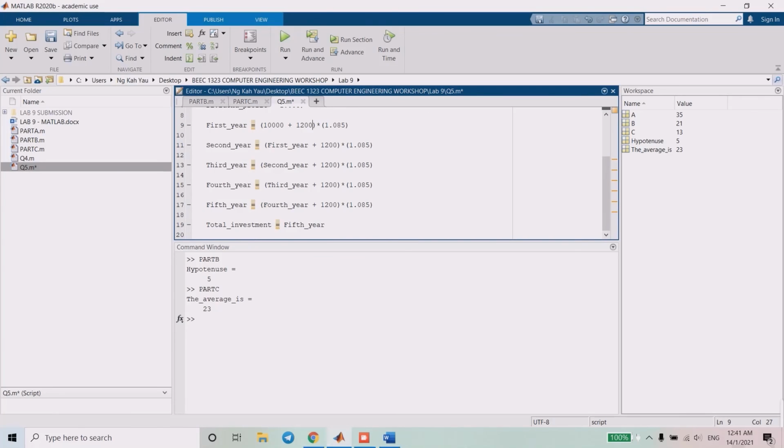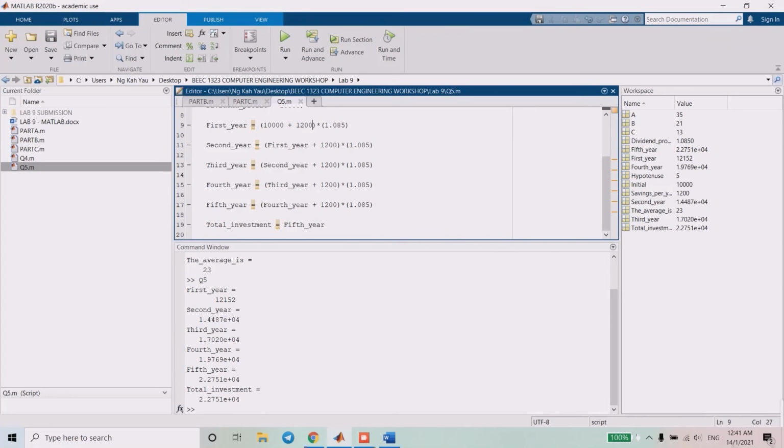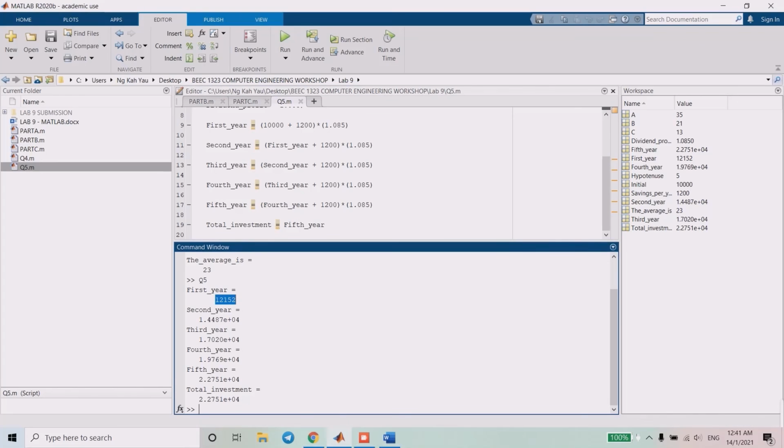And then total investment equals the fifth year. So what's the total investment? We see the first year we get this value in ringgit, and notice that it's e plus 04. So e is 10, and plus 04 is 10 to the power 4. So the total investment by 2020, you just multiply 2.2751 by 10 to the power 4, check with your calculator, and you get 22,751 ringgit Malaysia at the end of 2020. So that's for question 5.